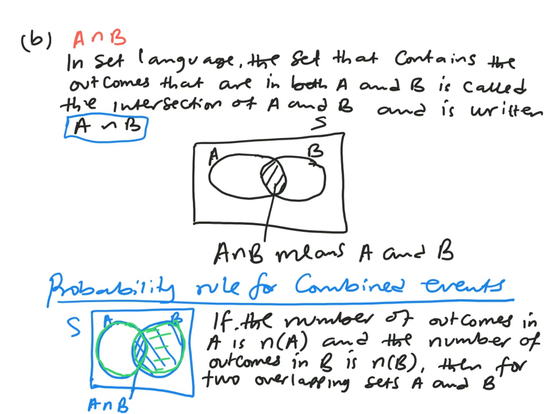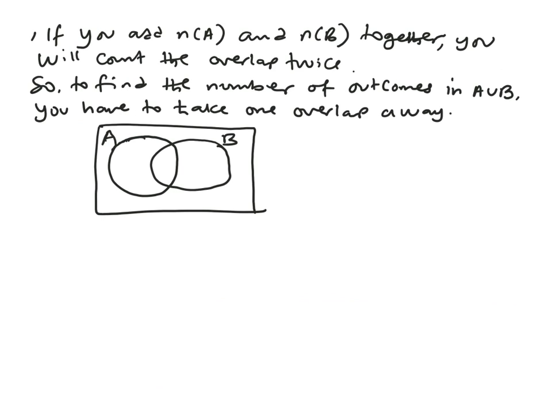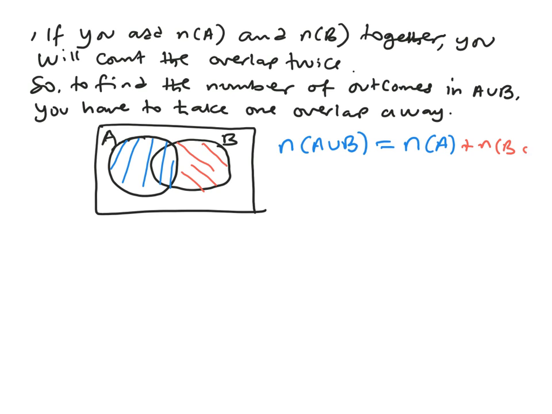Let's get the next page and see what we do about this. The task we have is to get the number of A union B. For the number of A union B, we want to take what is in here, and that's the number of A. To get the union, we only need to add on this other part, which we call B only, so plus the number of B only.